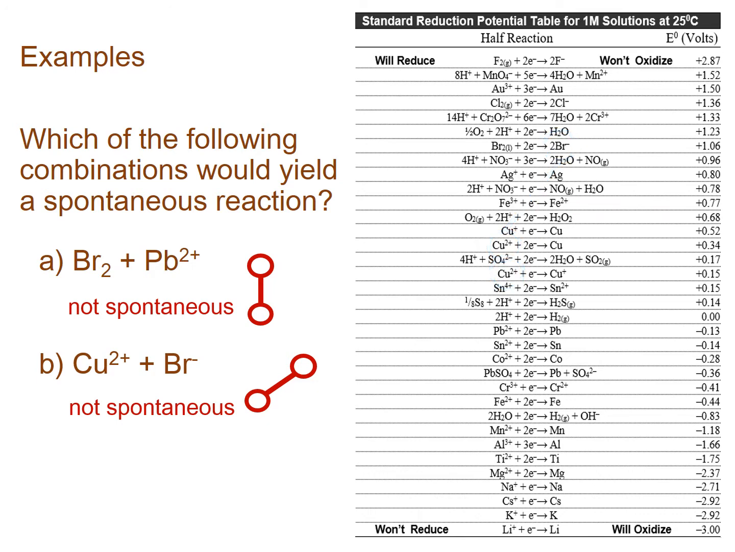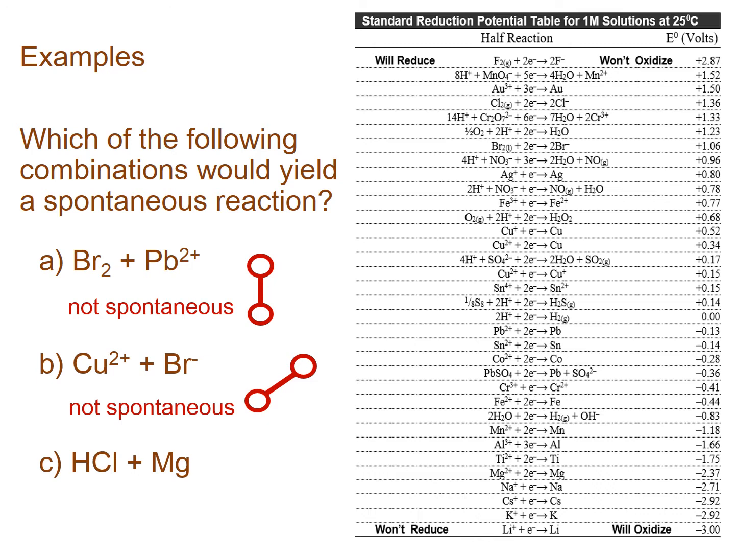C, hydrochloric acid and magnesium. Look them up on your standard reduction potential table and determine whether or not it is spontaneous. Once you've determined that, unpause the video.